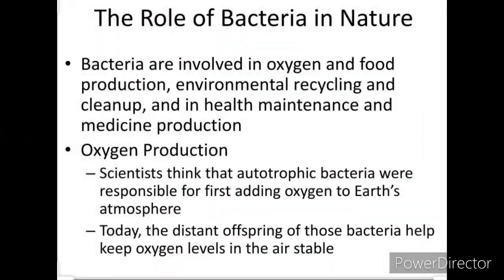As autotrophic bacteria use the sun's energy to produce food, they release oxygen into the air. Billions of years ago, Earth had very little oxygen. Scientists think that autotrophic bacteria were responsible for first adding oxygen to Earth's atmosphere. Today, the distant offspring of those bacteria help keep oxygen levels in the air stable.